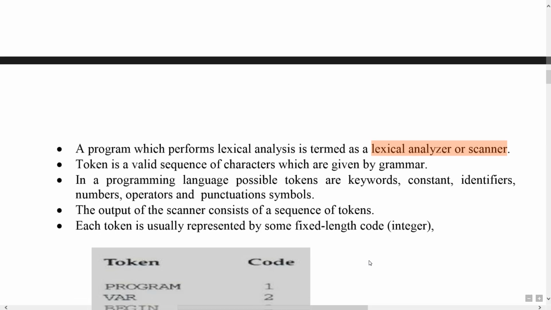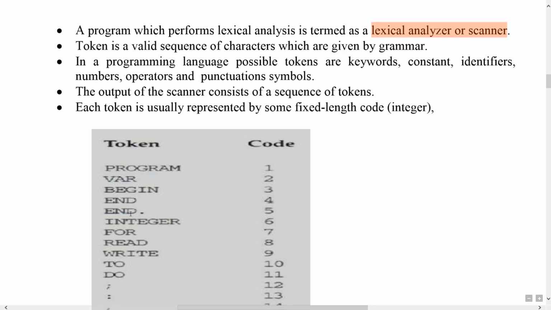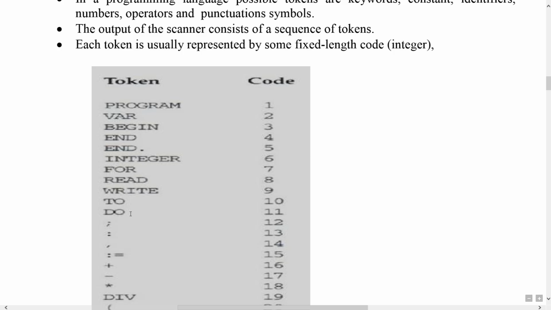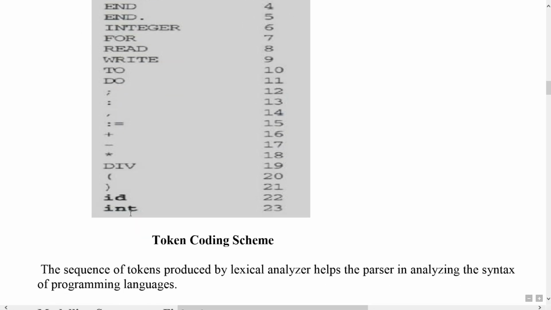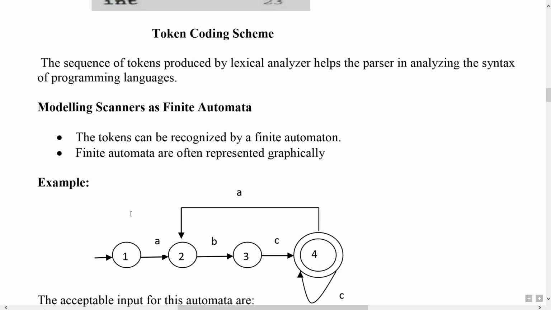So a token can be a keyword, a constant, an identifier, or any numbers, operators, or punctuation symbols. Everything will be treated as a token. For the above program tokens, we have assigned the code. Actually these tokens are stored in the symbol table. Then the lexical analyzer, for identifying the tokens, can be implemented with finite automata.